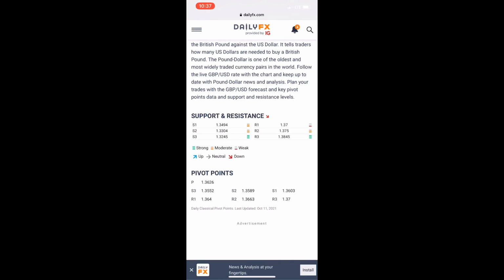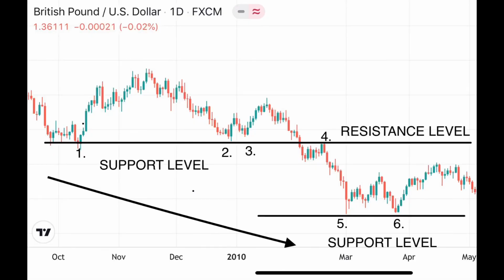Yeah. So the green means it's a strong support or resistance level. The orange means it's a moderate support or resistance level. And the red means it's a weak support or resistance level. So this is something small I'd like to show you who don't really know or who are new to the market. Yeah, so guys, that's what I have for you today.